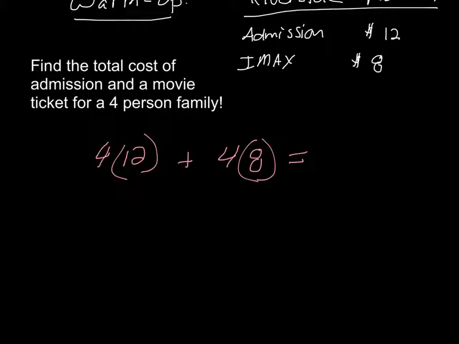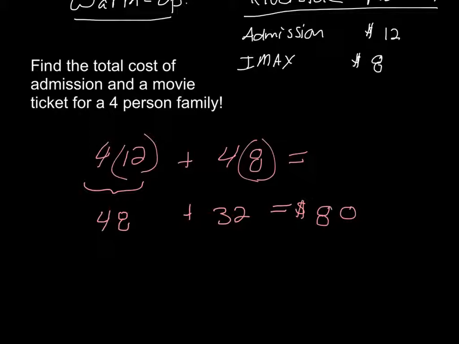So if we go ahead right here and add these two together, 4 times 12 is 48. And we go ahead and do 4 times 8 is 32. 8 plus 2 is 10. 4 plus 3 is 7, plus our 1 is 8. Ladies and gentlemen, it's going to cost them $80 altogether.